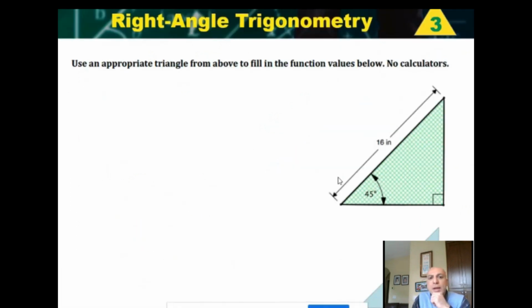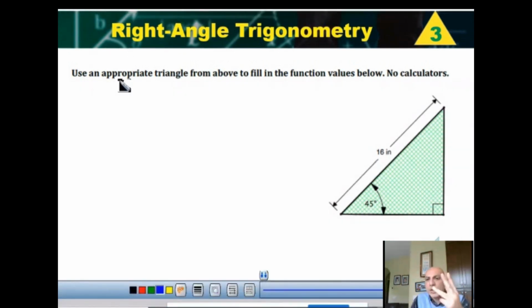Okay. This is the 45. Now, for example, if it says use an appropriate trig form, which is sine, cosine, and tangent, to find the values of this triangle here. So how do I find the value for this side and this side? Well, think with me a little bit.